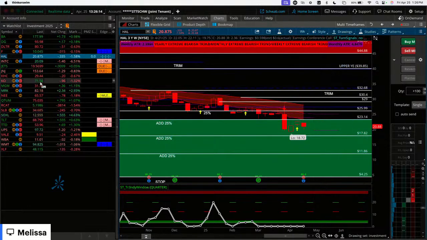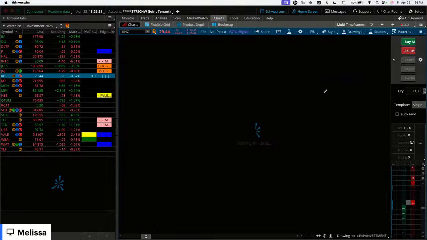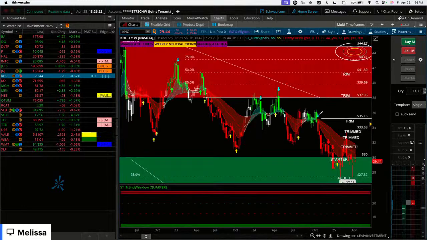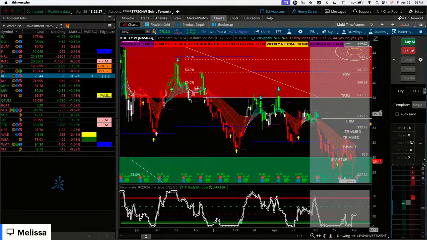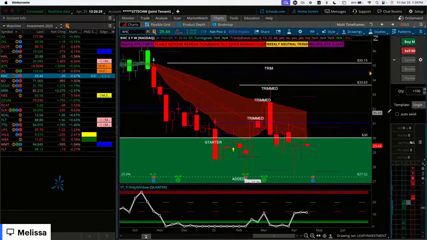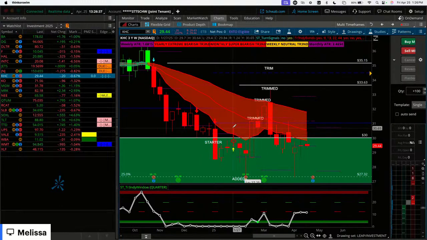Let's see. What about Kraft Heinz? Here's one that we were in LEAP contracts, January options, and we're now out of those January options. And I am left with equity that has been trimmed quite a few times.